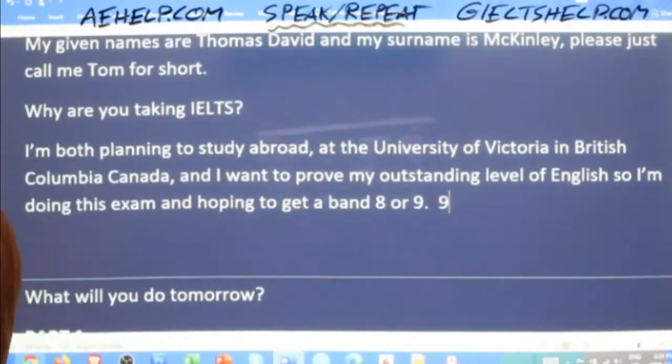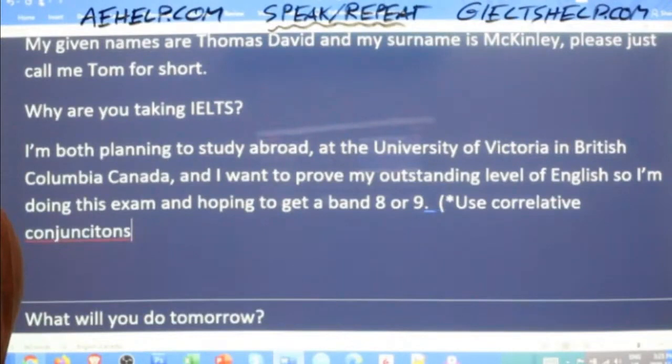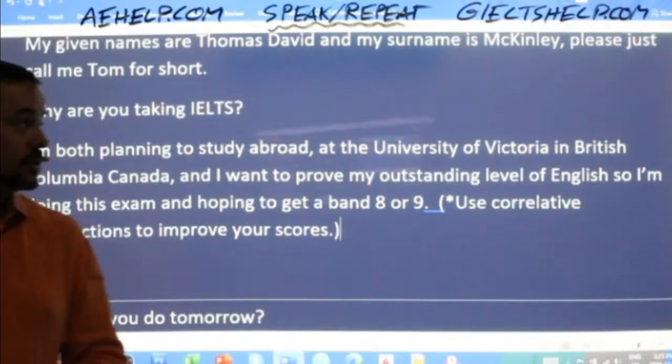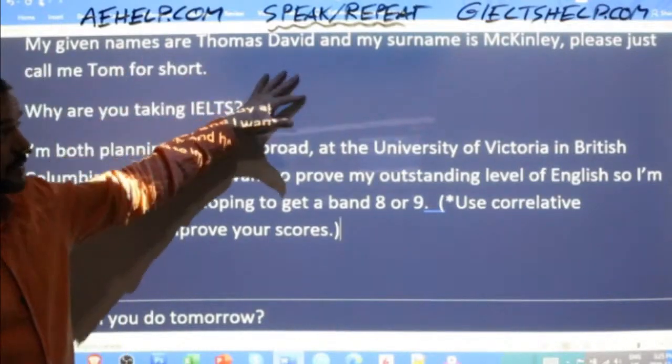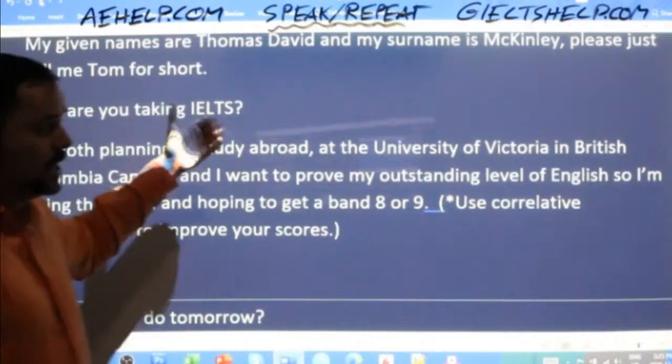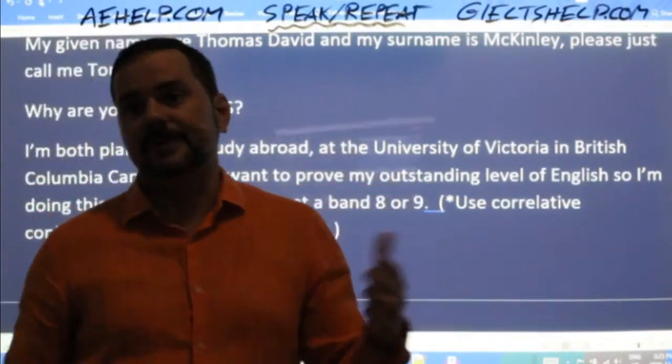and they're very, very useful to improve your band scores. So use correlative conjunctions to improve your band scores in both speaking and writing as well, okay? Improve your scores. Okay, so make sure to do that. If you're not familiar with correlative conjunctions, there's a lot more on our websites about these in the writing and speaking sections of our course. And of course, you can just Google it and find out lots more also.